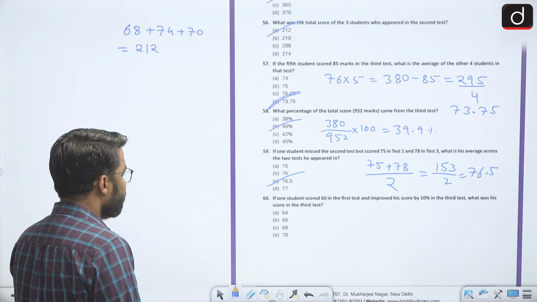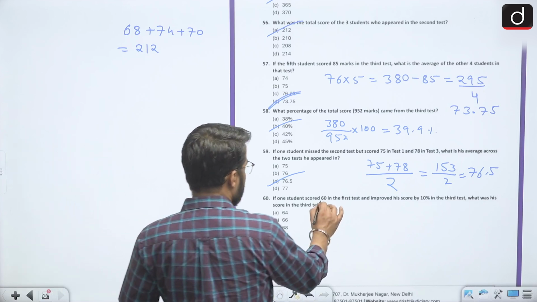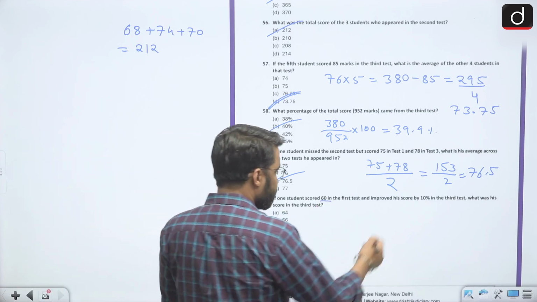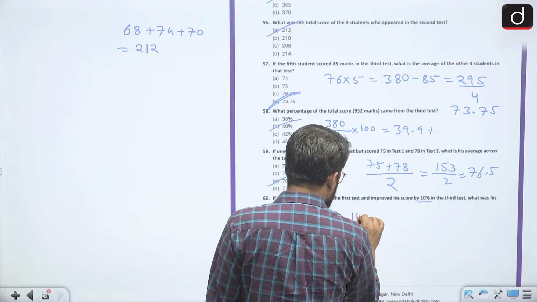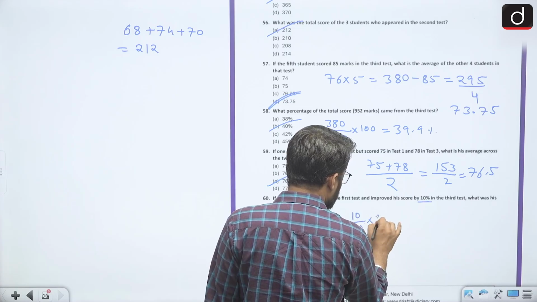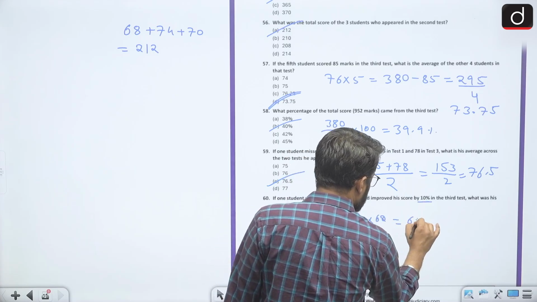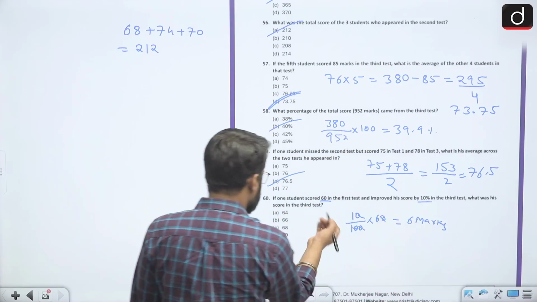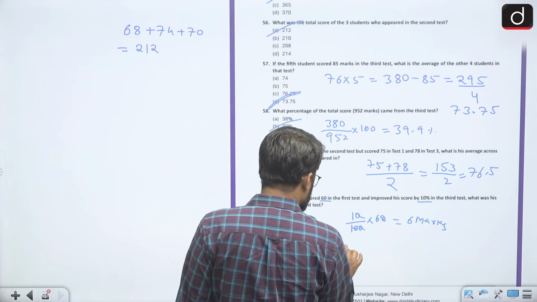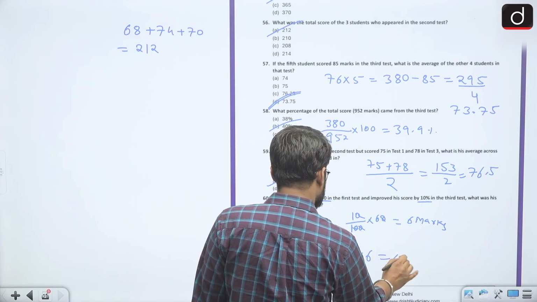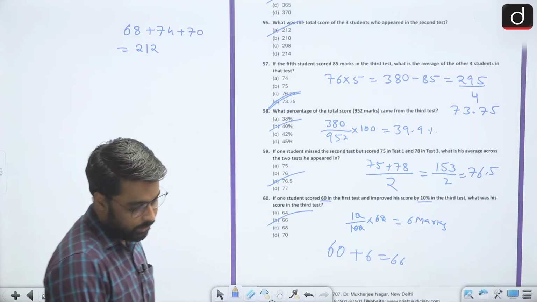Next question, if one student scored 60 in the first test and improved his score by 10% in the third test, what was his score in the third test? See, in test 1 he is scoring 60 and now he is improving his score by 10%, so 10% of 60, that means he is improving his score by 6 marks. So his score in the third test will be 60 plus 6, that is 66. My correct answer will be option B, right?